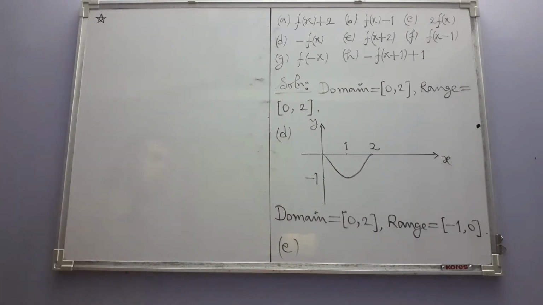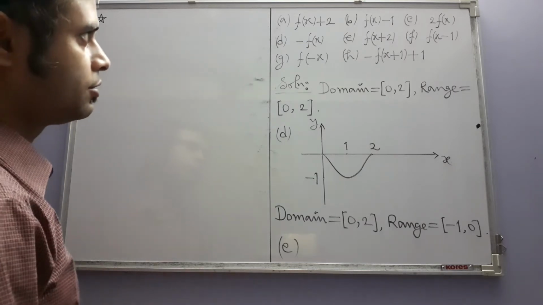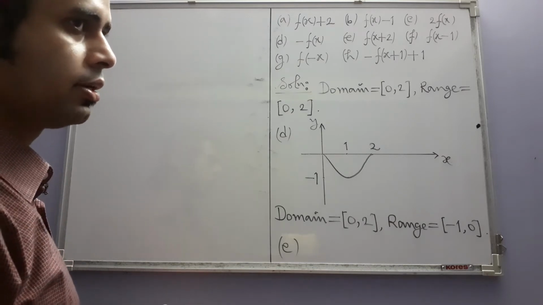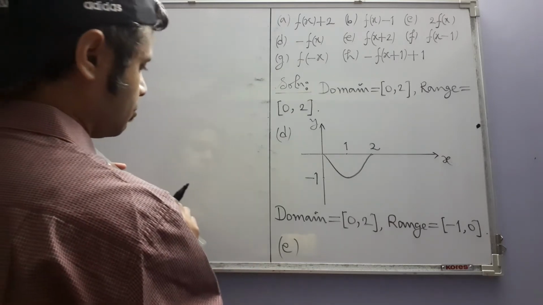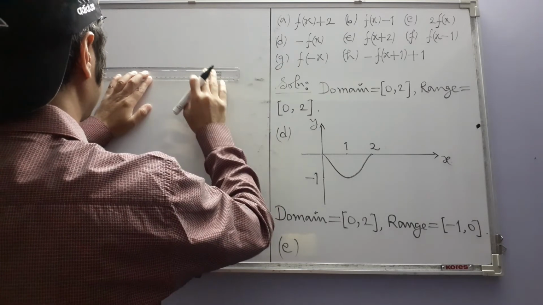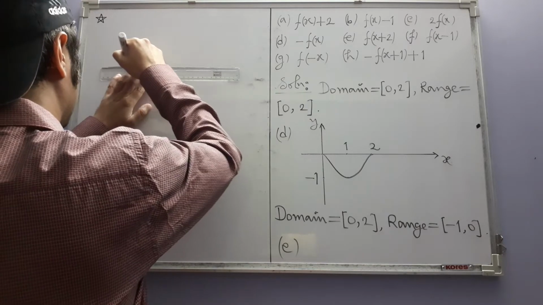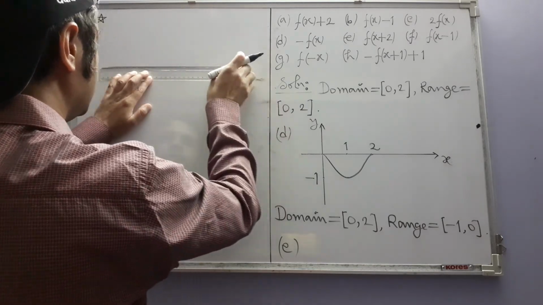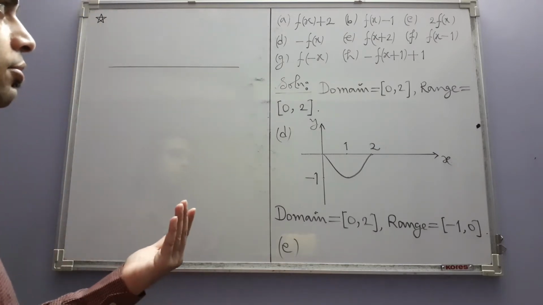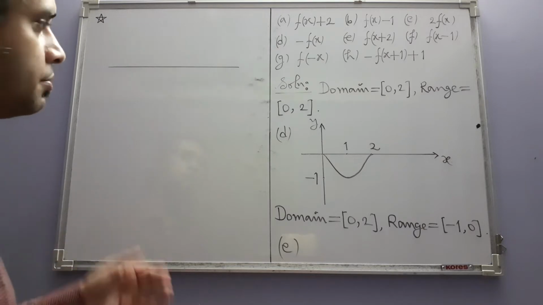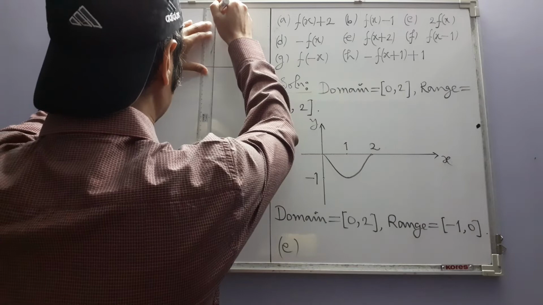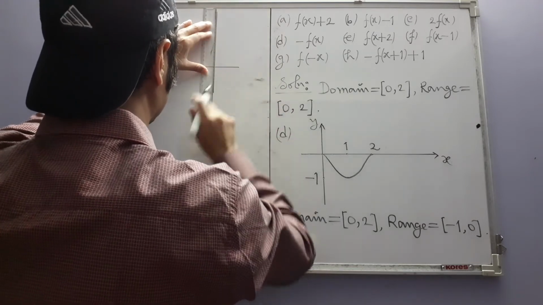So what we have done, we have added 2 to the original input. And what effect does it have on the graph? The effect is that the graph will be shifted horizontally by 2 units to the left. We discussed all these things in general in the section.